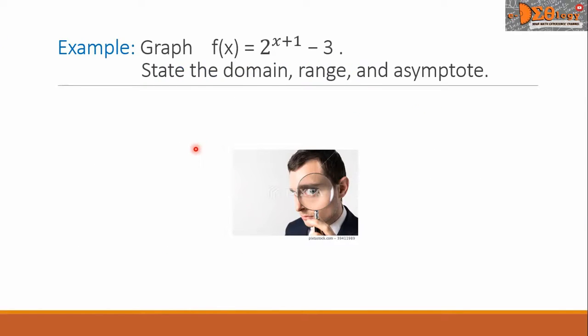Let us see this example. Graph f(x) = 2^(x + 1) - 3. State the domain, range, and asymptote.